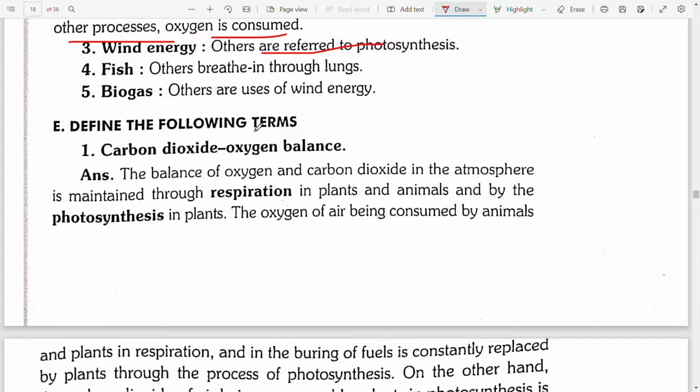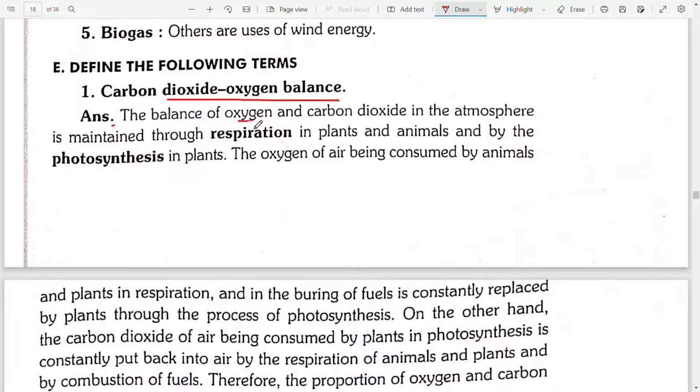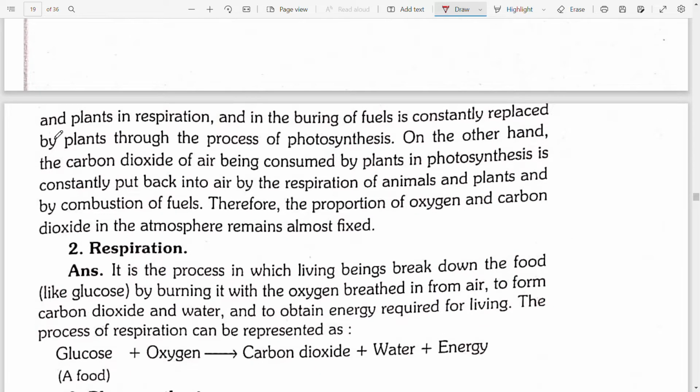Define the following terms. Carbon dioxide and oxygen balance. Answer: The balance of oxygen and carbon dioxide in the atmosphere is maintained through respiration in plants and animals and by the process of photosynthesis in plants. The oxygen of the air is consumed by animals and plants in respiration, and in the burning of fuel, and it is constantly replaced by plants through photosynthesis.